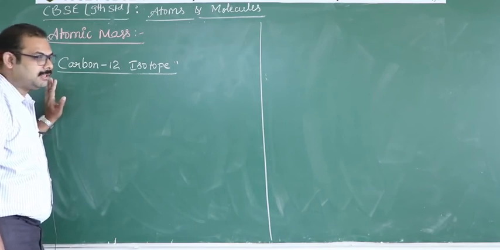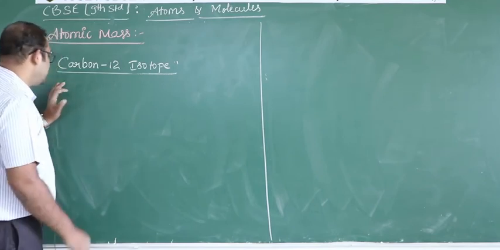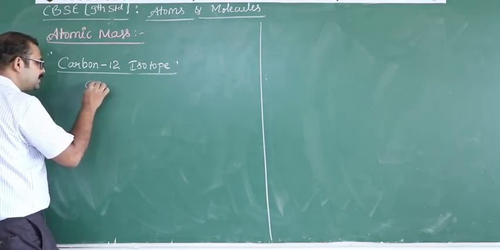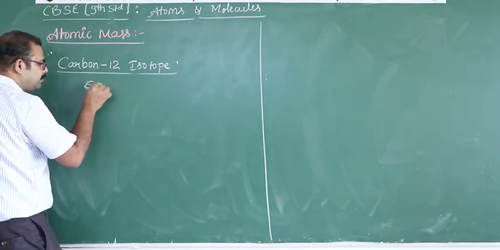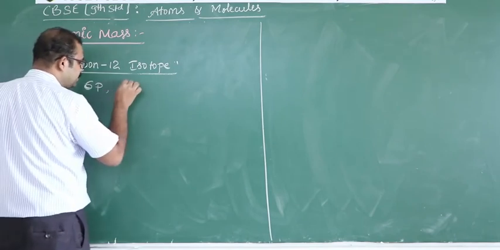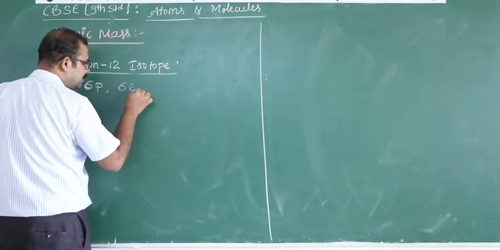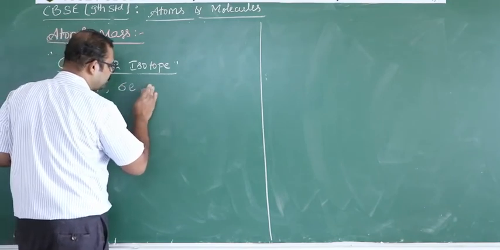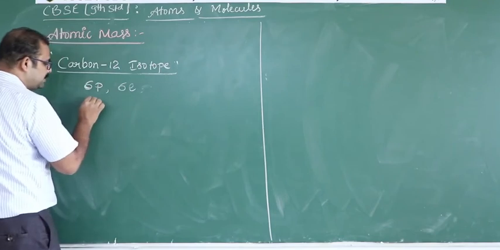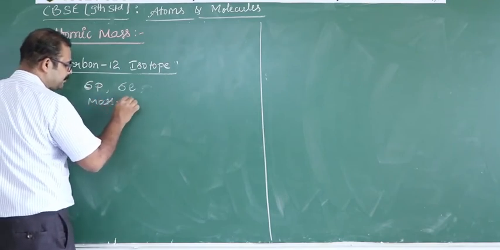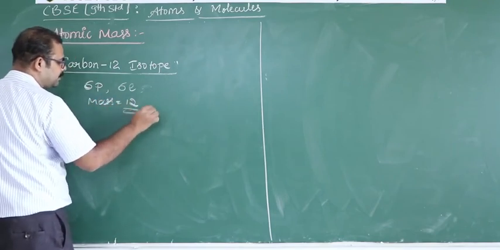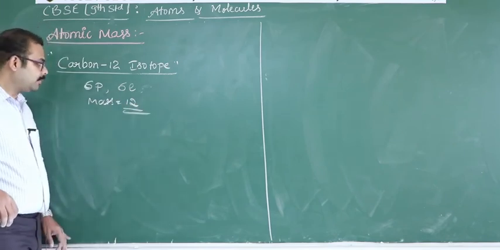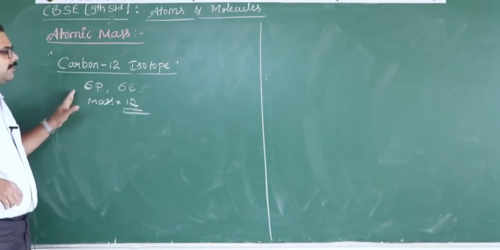What actually is this carbon-12 isotope? Carbon isotope 12 is nothing but a carbon element containing 6 protons, 6 electrons, and having mass 12. So this is what we call the carbon-12 isotope.